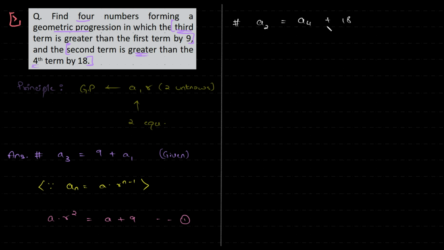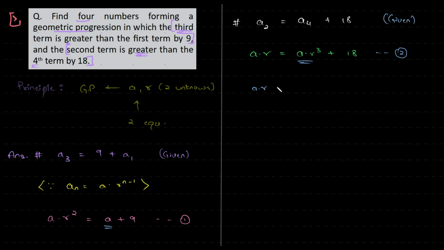Then we have the second term is greater than the fourth term by 18. So greater means addition by 18. Again we have to expand this. So a r to the power of 2 minus 1, that is a r cubed plus 18. Now we have this to be 2 and this to be 1. How can we solve this? Since I have a, I can use the substitution method, or I can re-express this. This is given, by the way.